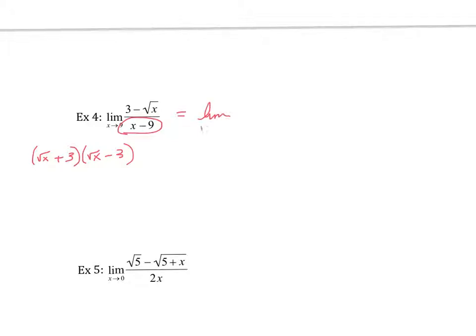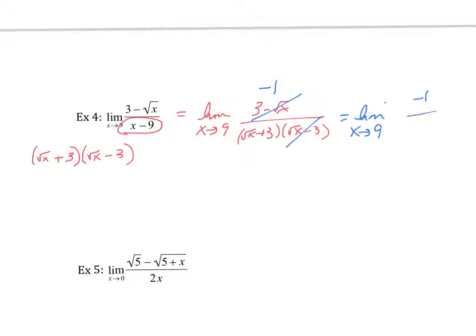We'll have the limit as x approaches 9 of 3 minus radical x over radical x plus 3 times radical x minus 3. Now my numerator is opposite of the radical x minus 3 factor, so they can cancel, leaving us with a negative 1. Now my expression is the limit as x approaches 9 of negative 1 over radical x plus 3. So I've taken the same problem and manipulated it, and after the manipulation, I can now plug in 9 and directly evaluate our limit.